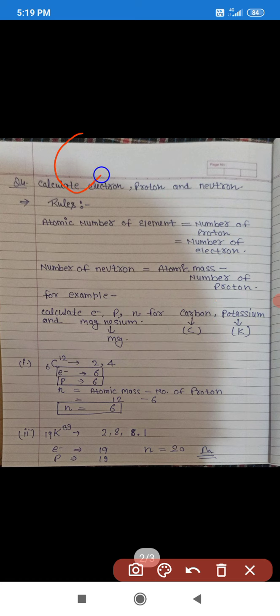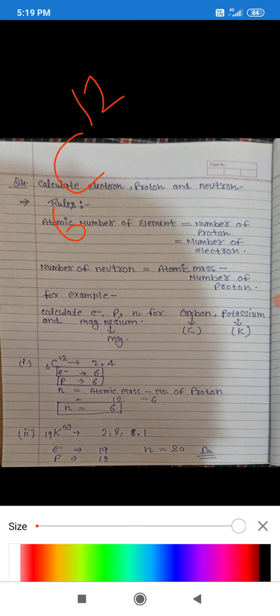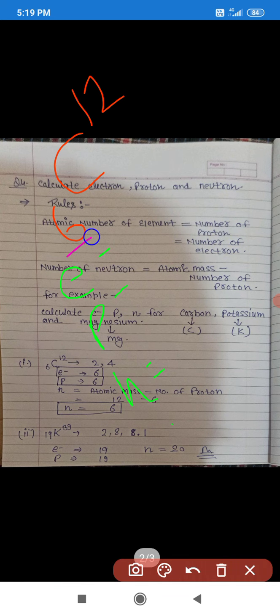So we write here carbon, the symbol of carbon, and the atomic number of carbon is 6 and the atomic mass of carbon is 12. Now how to calculate electron, proton and neutron? You can see here the atomic number of carbon is 6, and atomic number is always equal to the number of electrons and protons. So the number of electrons is 6, the number of protons is also 6, because the atomic number is 6 in this case.